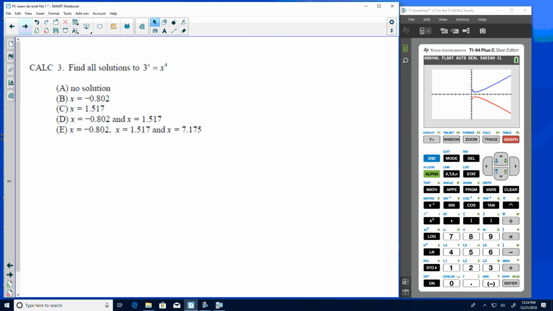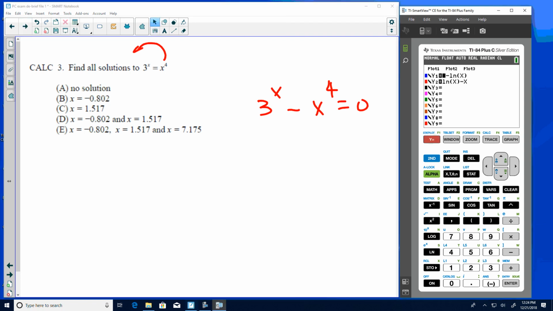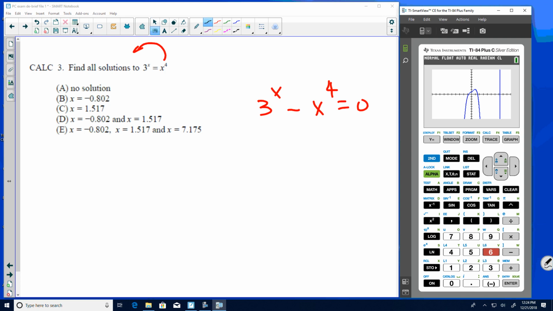Okay, number 3, find all solutions. We have an exponential expression, 3 to the x, and a quartic, I'll subtract the x to the 4th, equals 0. Right, so I'm just moving this term over there. And we'll dump that into our equation editor. So 3, again, I'll use the caret, 3 to the x, and then less x to the 4th. Standard window, zoom 6. I see 3 zeros apparently. The only choice that has 3 zeros is E, but we might want to just double check and make sure those are the right ones.